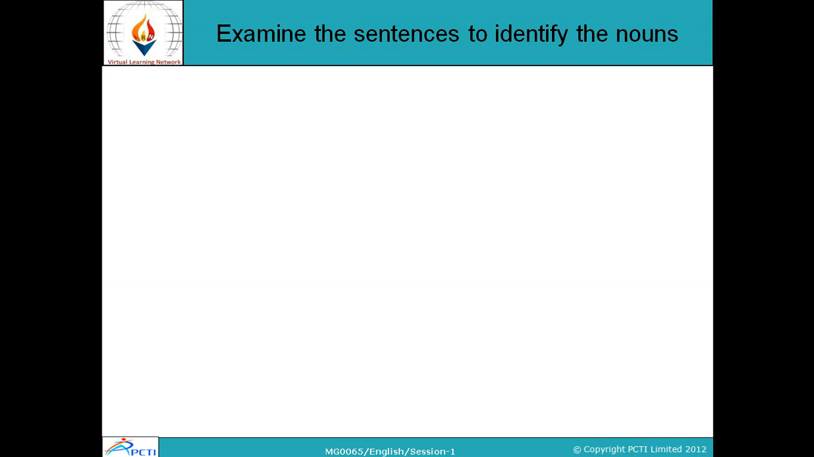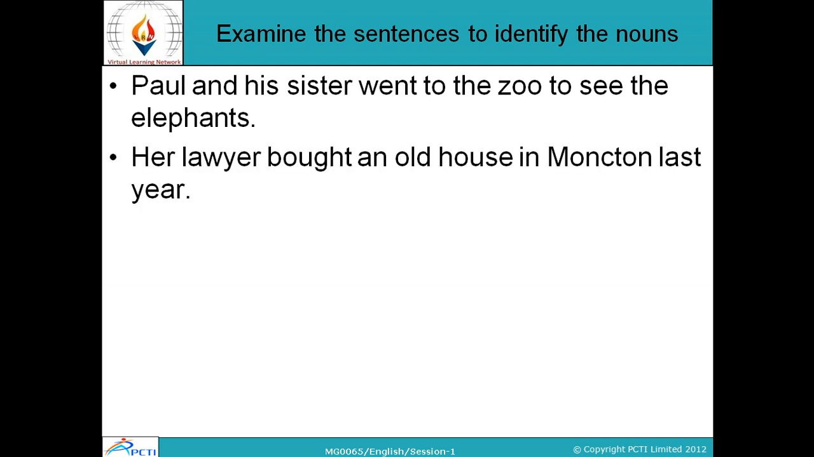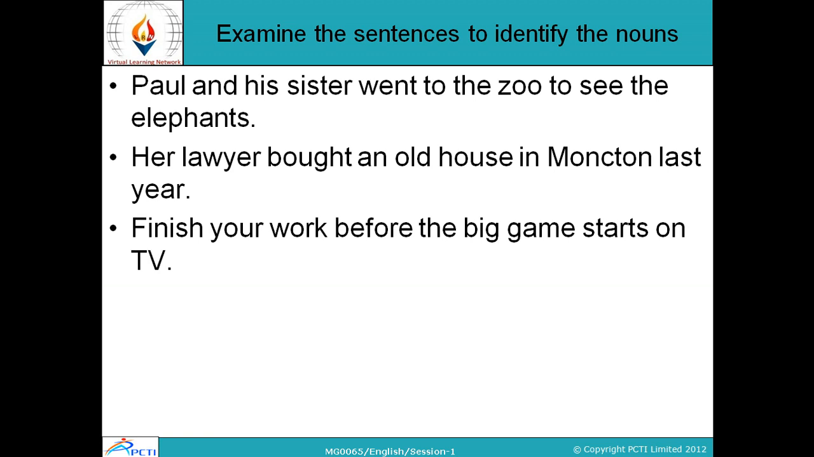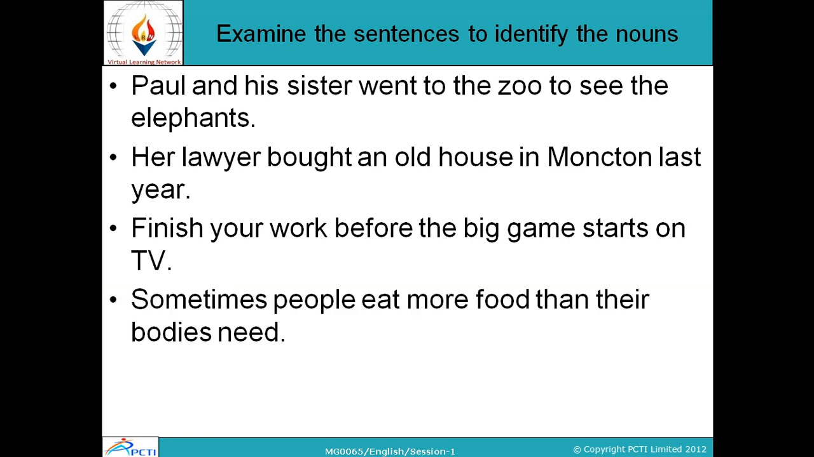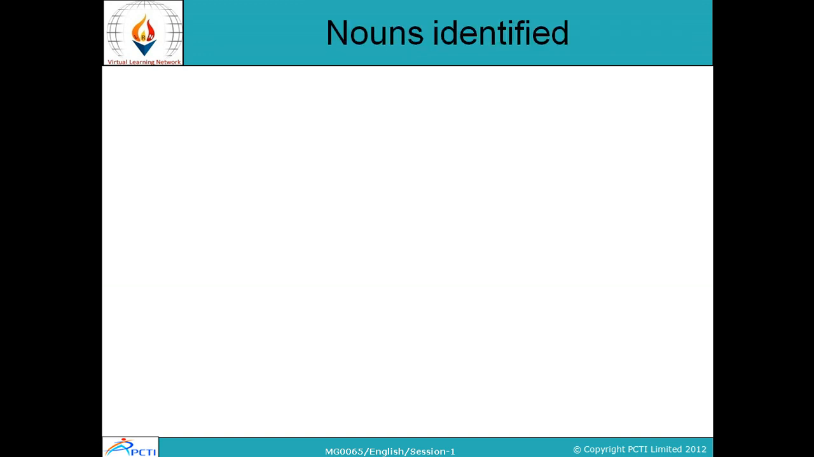Now let us examine these sentences to identify the nouns. Paul and his sister went to the zoo to see the elephants. Her lawyer bought an old house in Moncton last year. Now her lawyer, right? House, Moncton, and year. We'll find the answers later. Finish your work before the big game starts on TV. Sometimes people eat more food than their bodies need. And French is the first language of some citizens of Ontario.